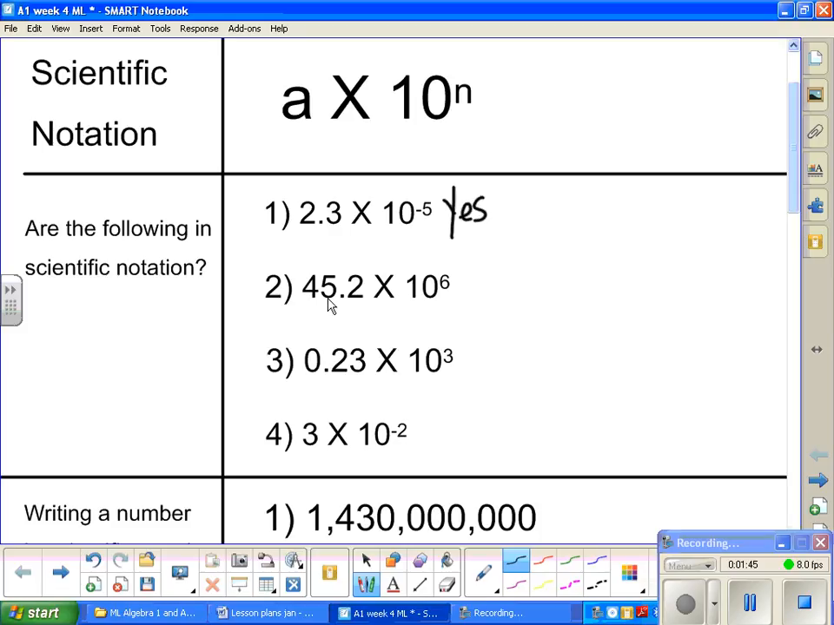The second one, I have 45.2 times 10 to the 6th power. Here you have 45. You don't want to have two numbers in front of the decimal, so this would be a no because of this here.